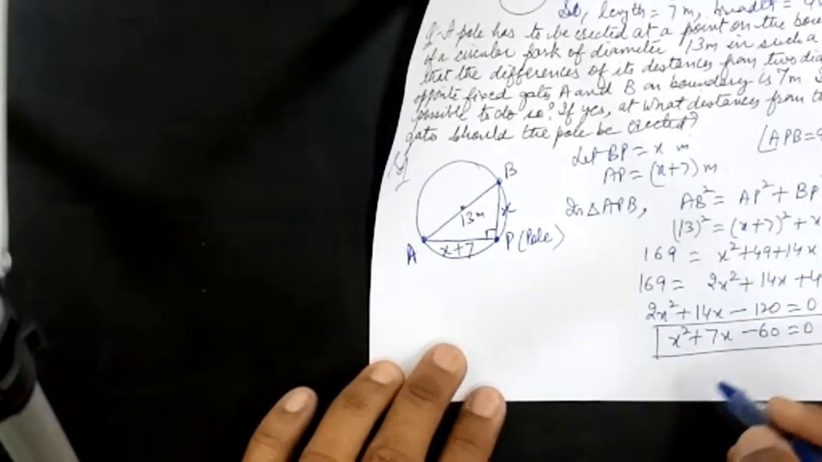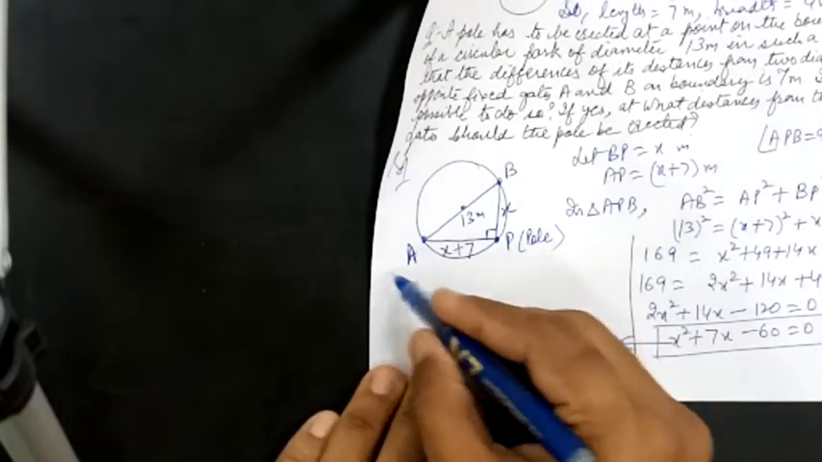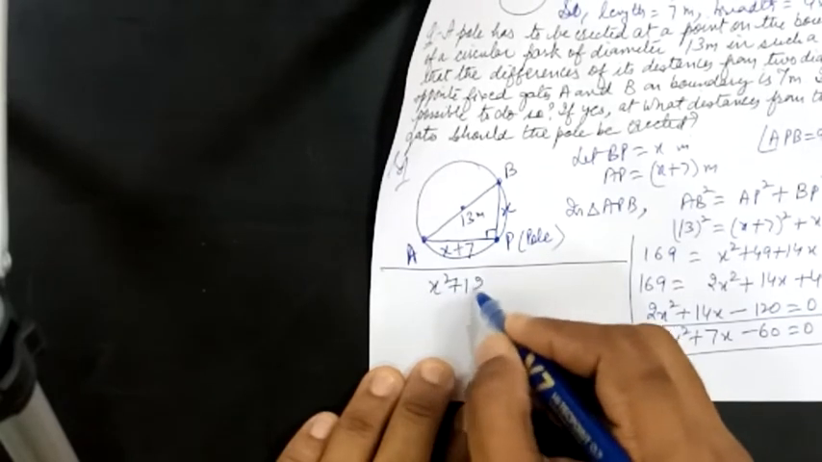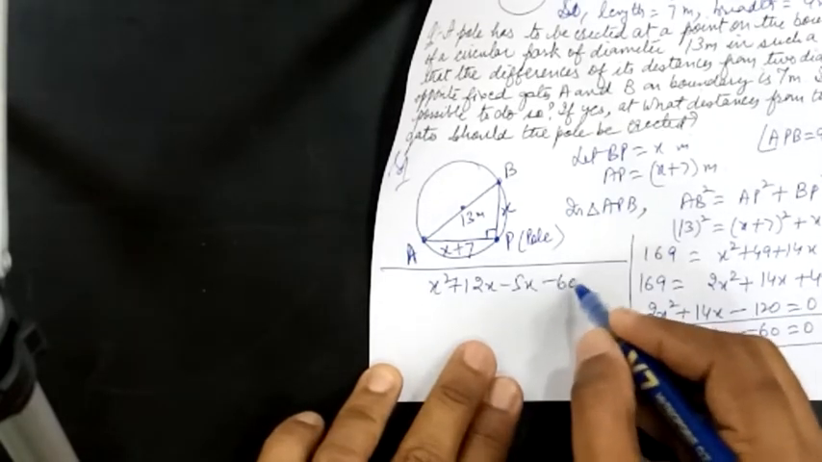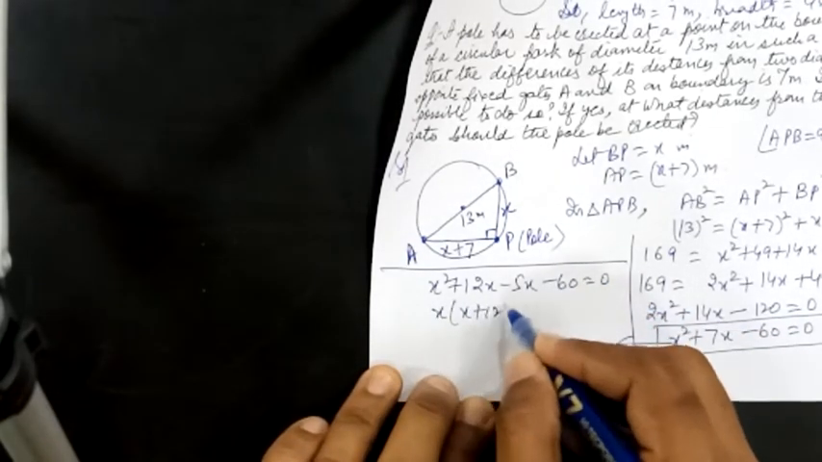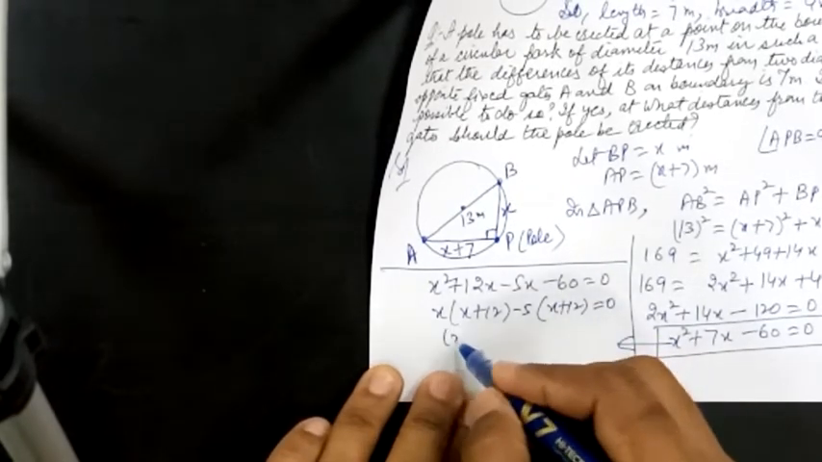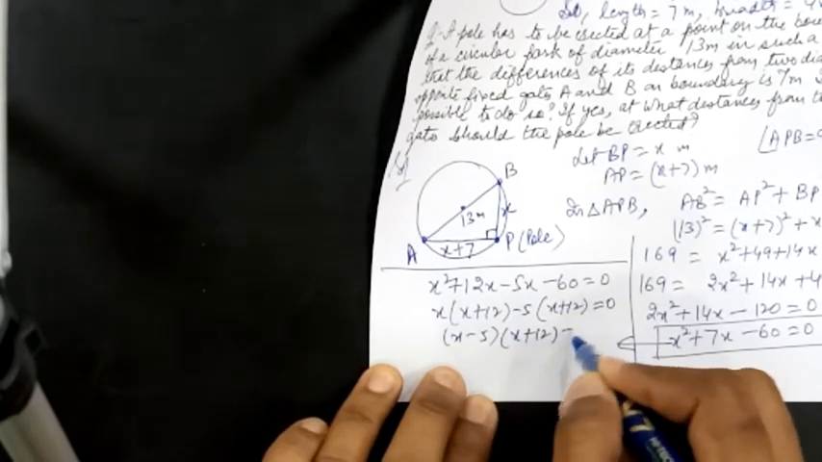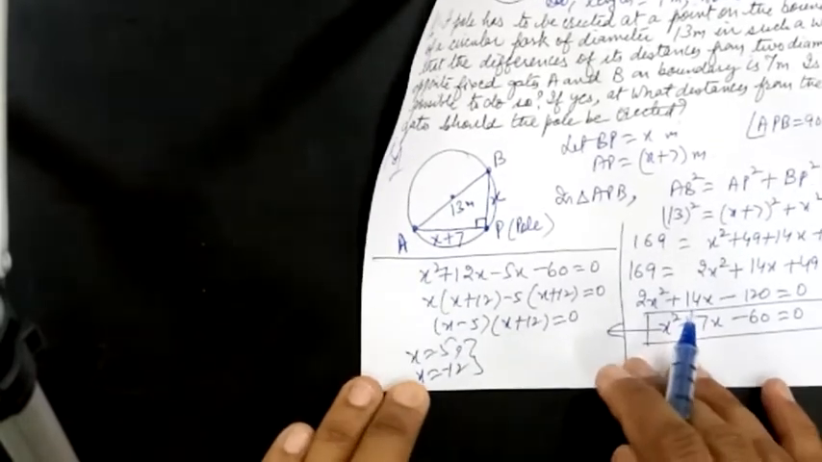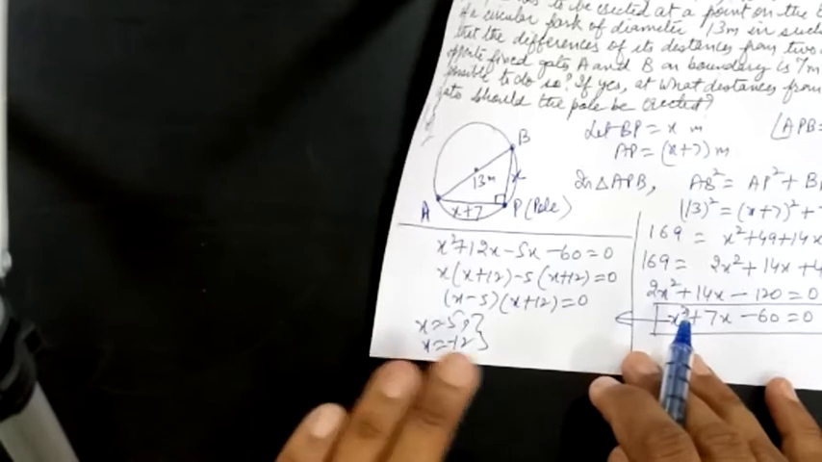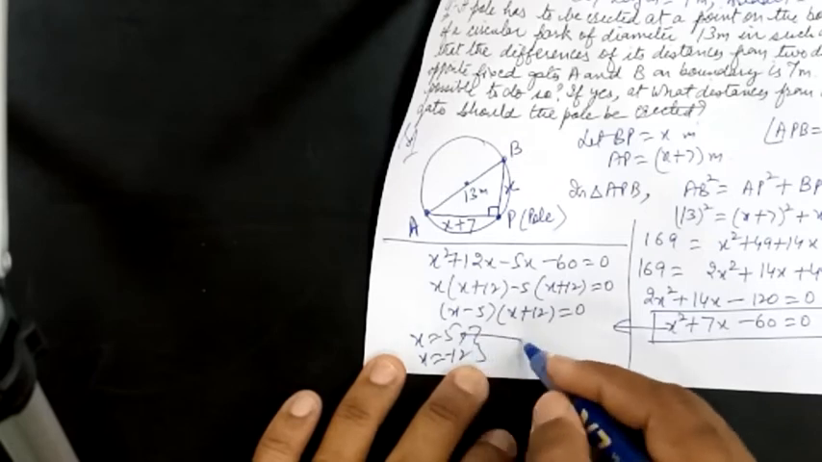So here also what you can do is split the middle term. Very simple, you just split the middle term like this, as I am doing here. Once you split it, you get the factors 12 and 5, because 12 minus 5 is 7, and the product is minus 60. Got it? x into (x plus 12) minus 5 (x plus 12). So (x minus 5) and (x plus 12) are the factors. So x can be 5 and x can be minus 12. x is the distance, so distance couldn't be negative, so you ignore this negative value and take the positive value.